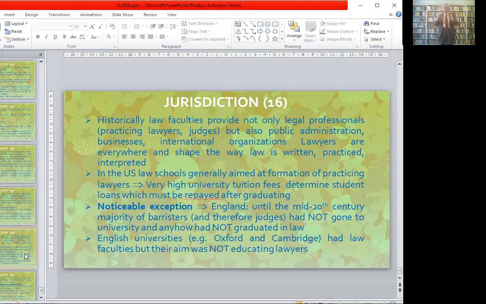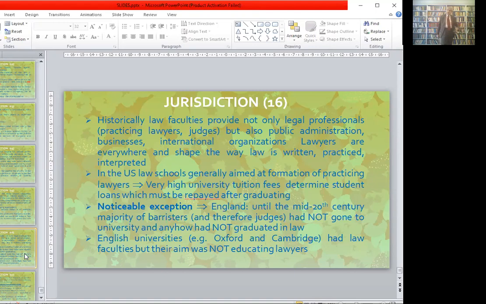So this shows that this has very much to do with the role that law faculties have in shaping the whole system, and how the law in that system is interpreted and applied.